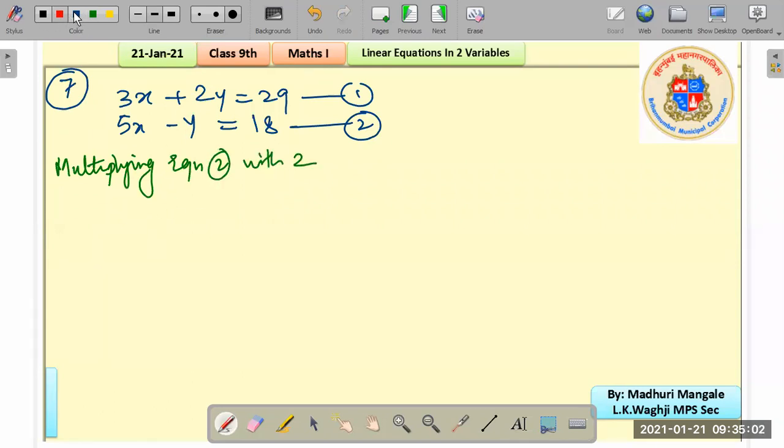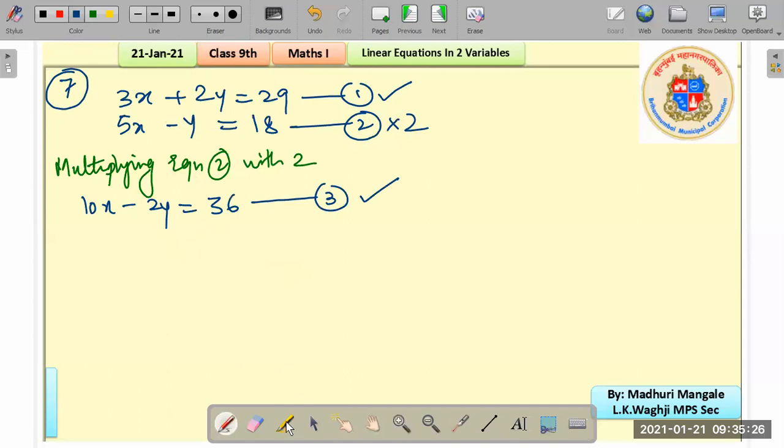Right? And what do we get? Multiplied with 2, 2 times 5 is 10x, minus 2 times y is 2y, equals 2 times 18, that is 36. And this is equation 3. Now look at the two equations, equation 1 and equation 3. The y terms are the same.